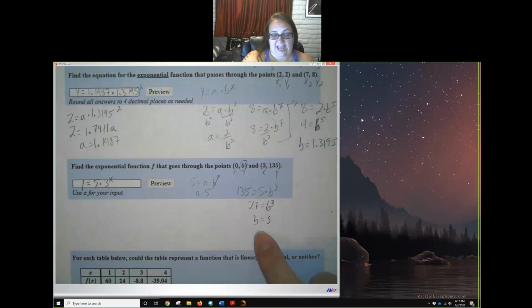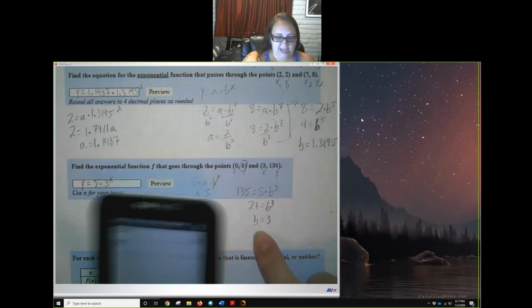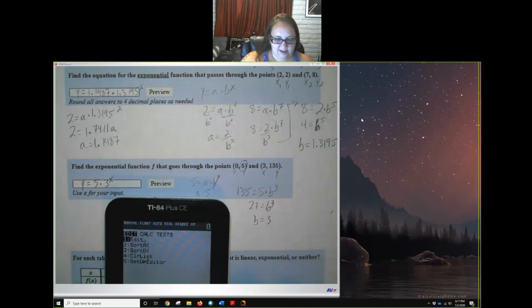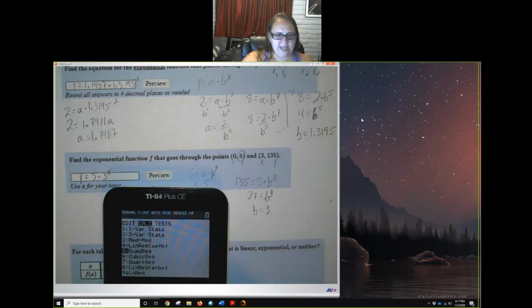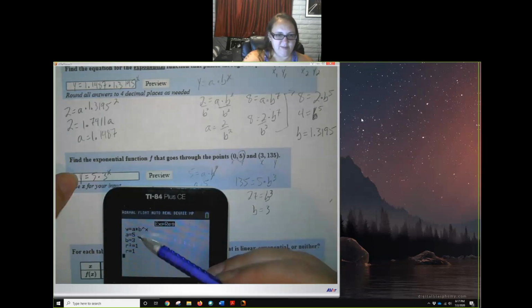Now, again, you didn't have to do it this way. You could again have said, okay, stat, edit, it's only 2 points, but that's all the calculator needs. 0, 3, those are your 2 x values in L1, 5, 135, your 2 y values in L2, and then stat, calc, down to exponential regression. Press enter a bunch of times. So see how it was the same thing that I got, 5 times 3 to the x.